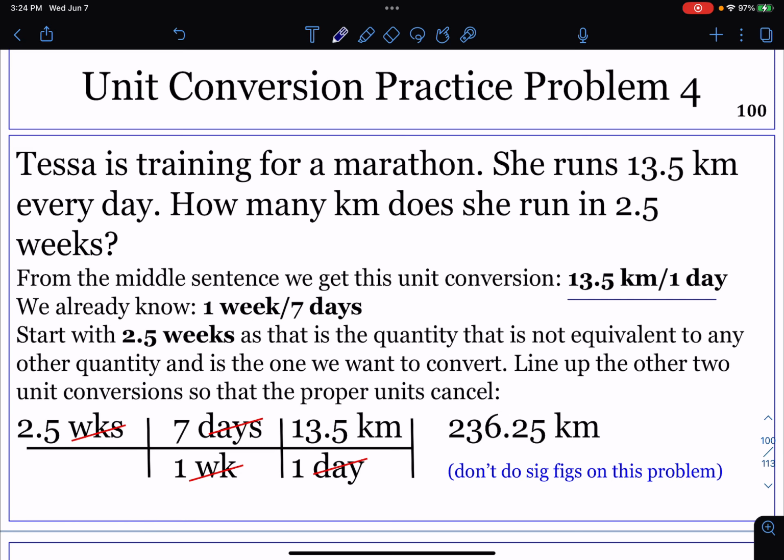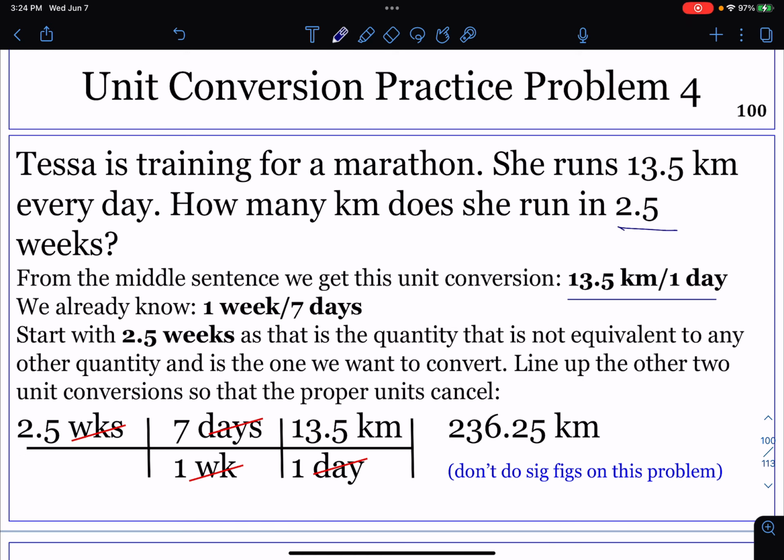The only number that we're left with then is the 2.5 weeks. That is not a unit conversion. It is an exact amount that we're trying to convert. In 2.5 weeks, how many kilometers can she run? So that's where we're starting off with this measured number. Sort of measured, it's more of a counted number.